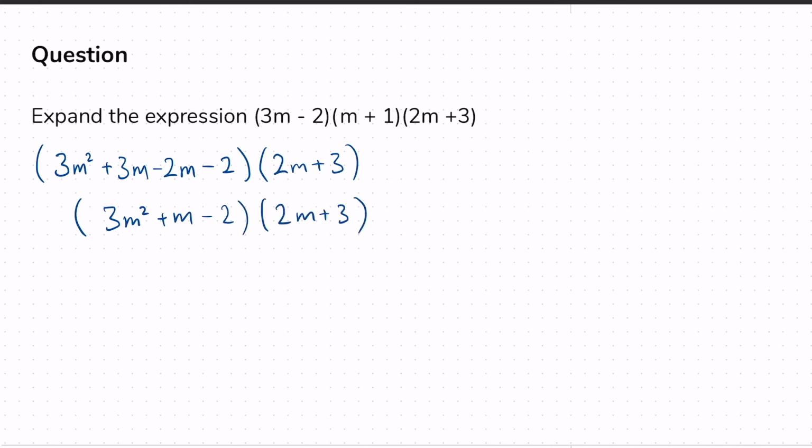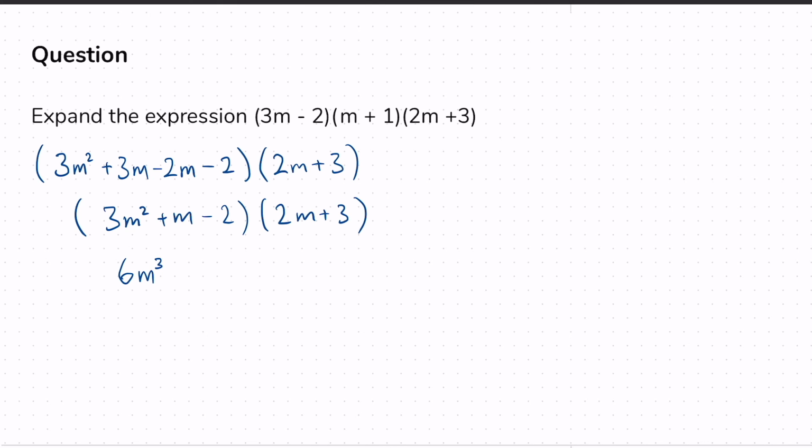Okay, and now I want to do FOIL again, going from the outside first, going in. So 3m squared times 2m is 6m cubed, right? And that's equal to 3m times m, that's 3m squared, times 2m. So 3 times 2 is 6, m times m times m is m cubed. So that's 3m squared times 2m.